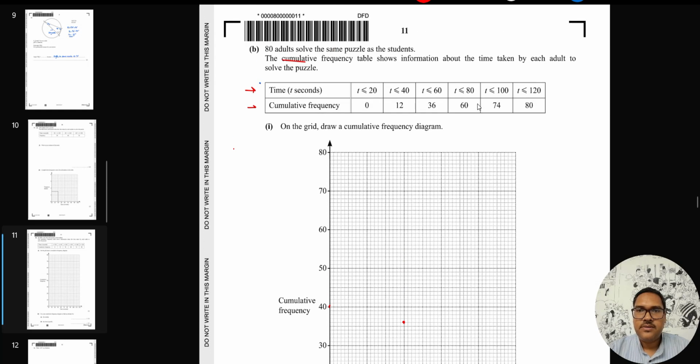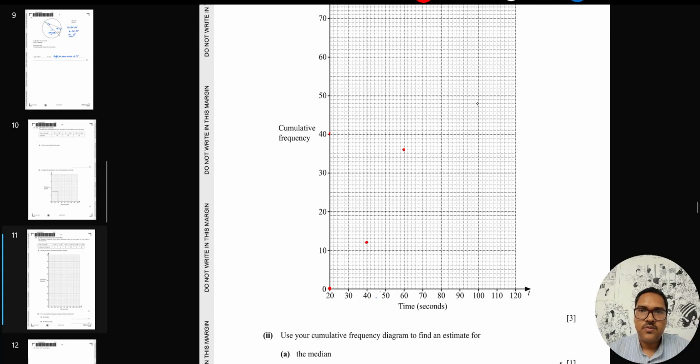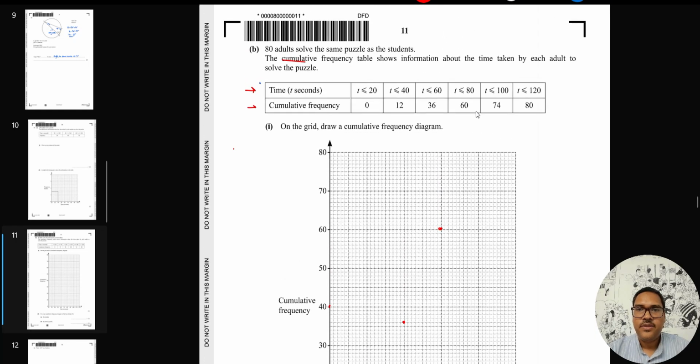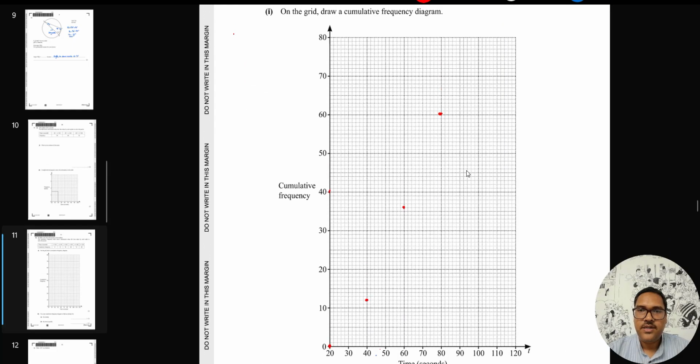Correct. Then this is less than equal to 80. This is 60. So where is 60? Less than equal to 80. This is 60. This is cumulative frequency which we are drawing, right? This is less than equal to 100. This is 74. So 74 will be somewhere here, right?